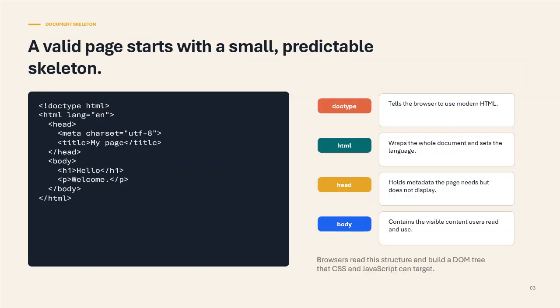A basic HTML page begins with a predictable skeleton. The doctype tells the browser to use modern HTML. The head contains metadata such as the title, while the body contains the content users actually see.